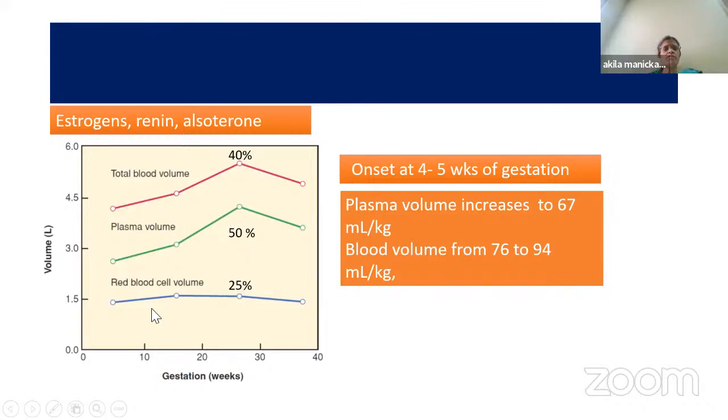It follows a mediocre pattern where the ultimate increase is only 25%. This is the reason why a person who's having 12.5 or 13 grams per deciliter of Hb to start with will have some amount of decrease in hemoglobin during the first and second trimester, which is often referred to as physiological anemia of pregnancy.